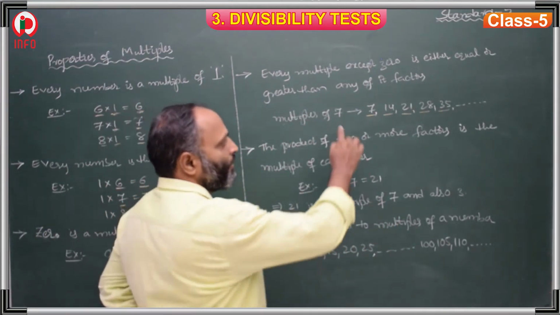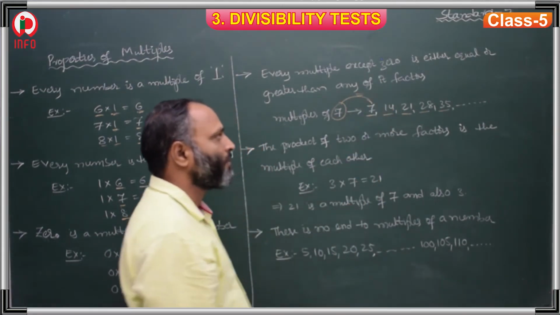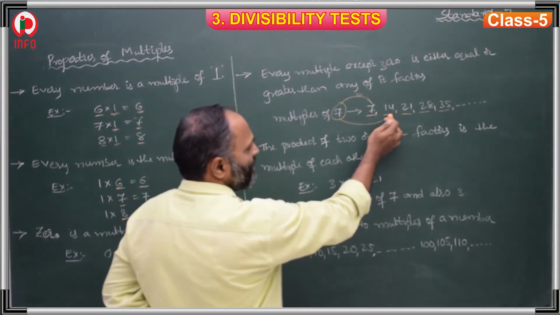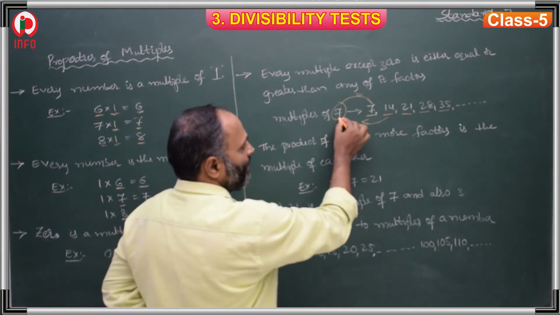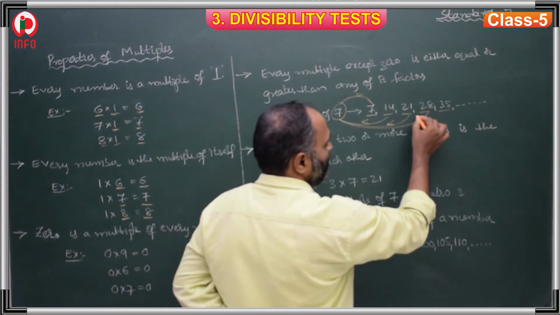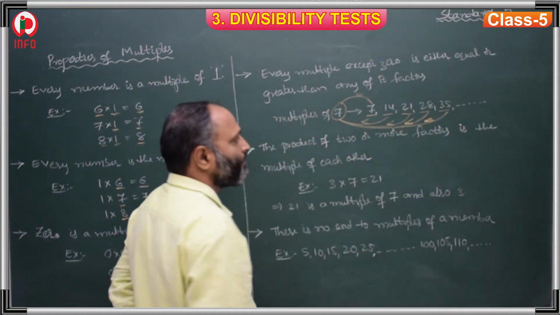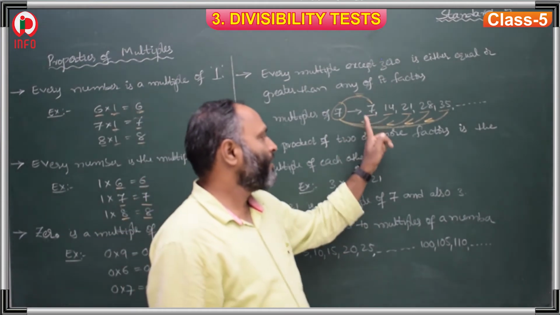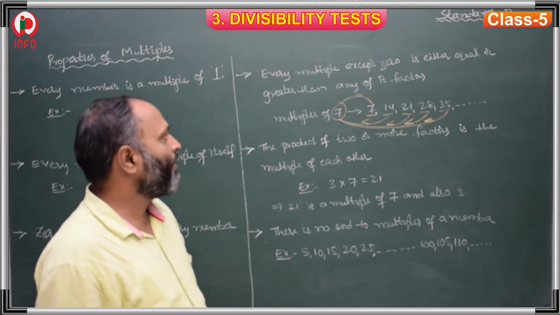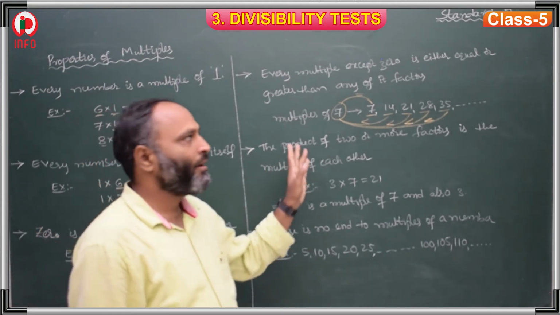Then if you compare all these multiples with 7, the first multiple is equal to 7. 7 is equal to 7. If you compare the other multiples, this multiple is greater than 7, and if you compare 21, this is also greater than 7. If you compare 28, greater than 7. If you compare with 35, greater than 7. So it means equal to or greater than. So whatever the multiples are there, those multiples are greater than or equal to the number.